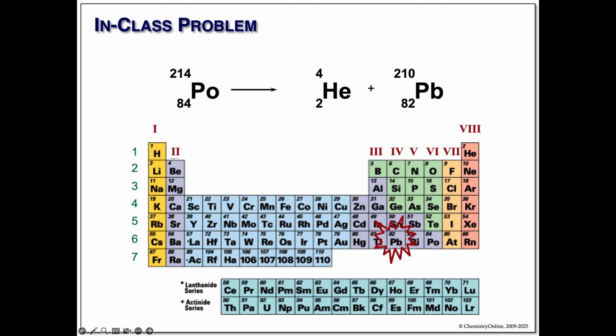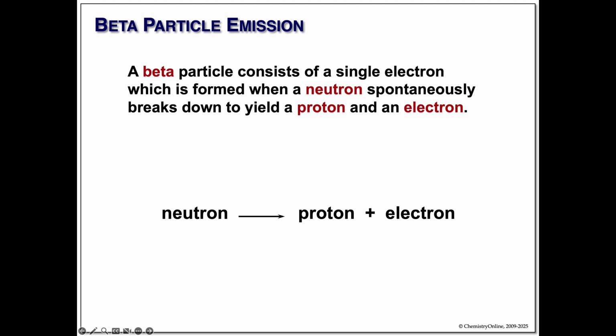Beta particle is a little bit of magic. Like I said, what's an electron doing in the nucleus? Well, the beta particle is an electron that's formed when a neutron decides it's already being neutral. It's going to lose its negative charge, which it must have somewhere. And when it does, it's left as a proton. So a neutron changes into a proton and an electron.